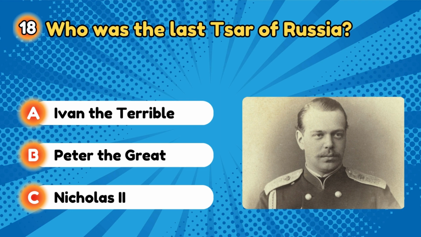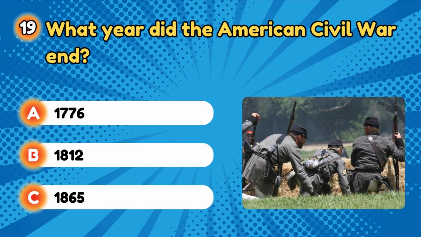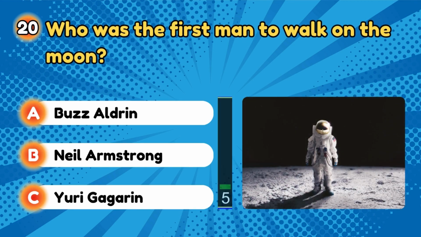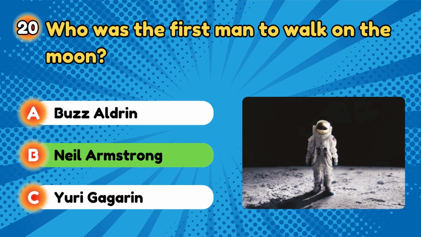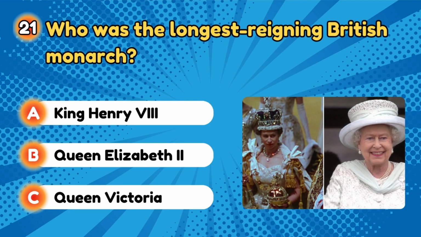Vasco da Gama. Who was the last Tsar of Russia? Nicholas II. What year did the American Civil War end? 1865. Who was the first man to walk on the moon? Neil Armstrong. Who was the longest reigning British monarch?